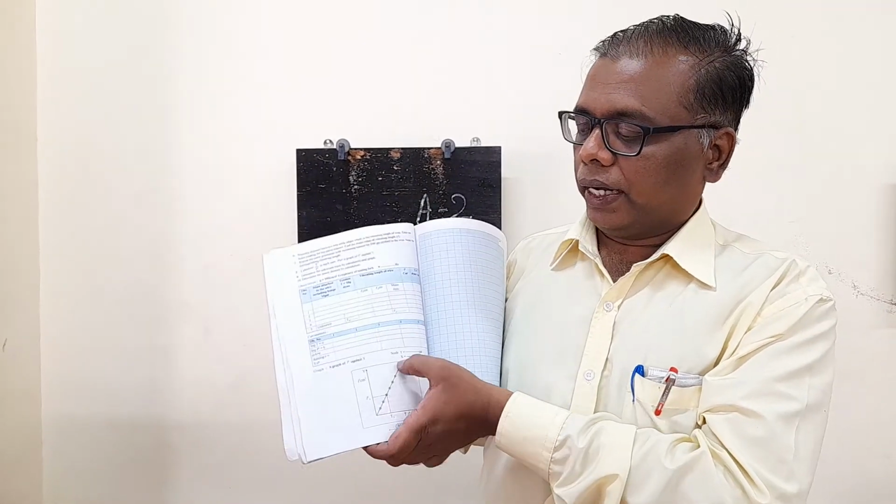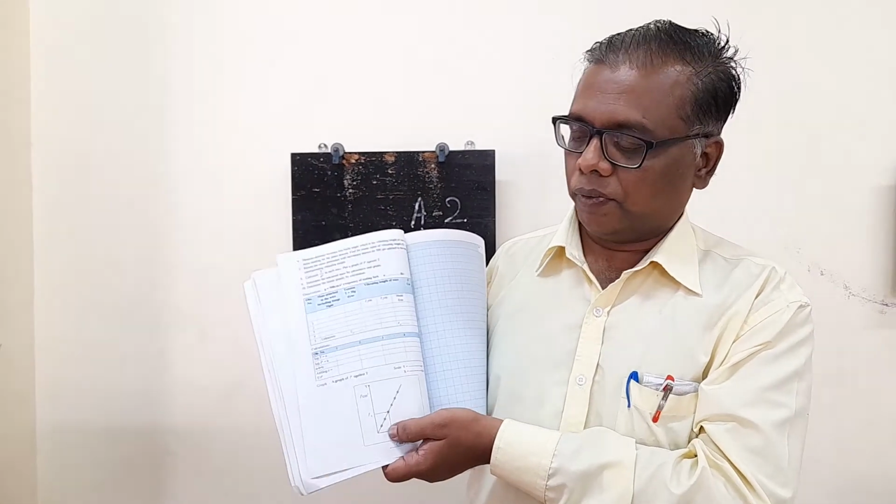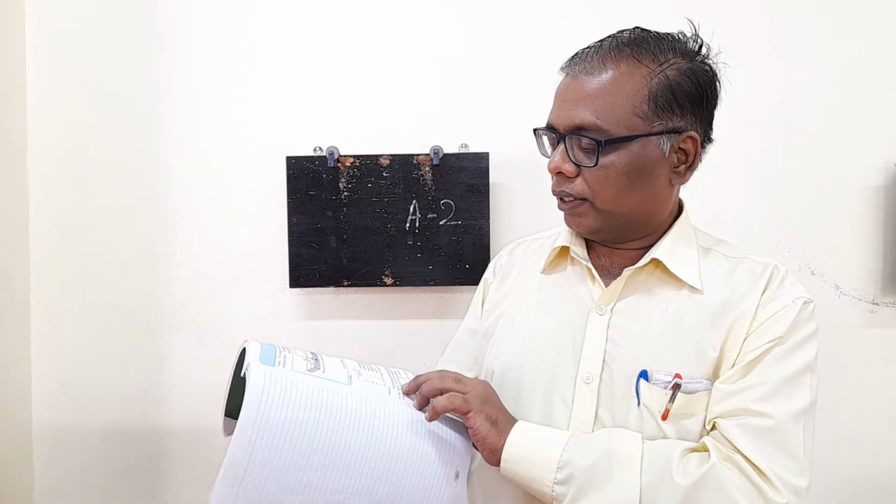You will get a straight line graph passing through the origin. This graph will verify the second law of vibrating string, which says that tension is directly proportional to the square of the vibrating length, keeping the frequency and mass per unit length constant.